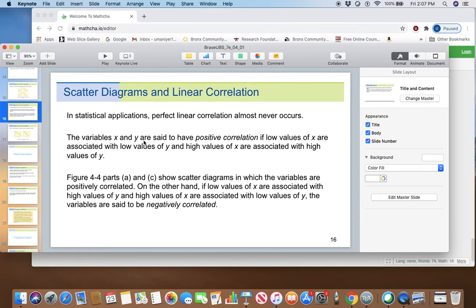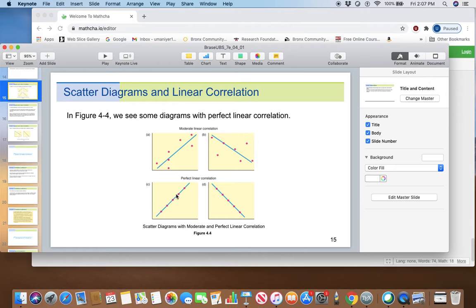The variables x and y are said to have positive correlation if low values of x are associated with low values of y, high values of x are associated with high values of y. Figures 4.4 parts A and C show scatter diagrams in which variables are positively correlated. So A and C. So when it's increasing, the points look like they are climbing up, right? That's positive correlation. The points which look like they are falling down from the top on the left, right? That's negative correlation.